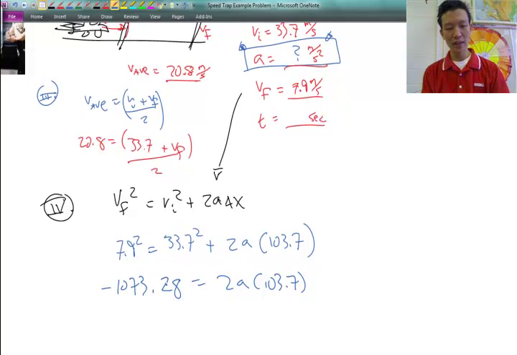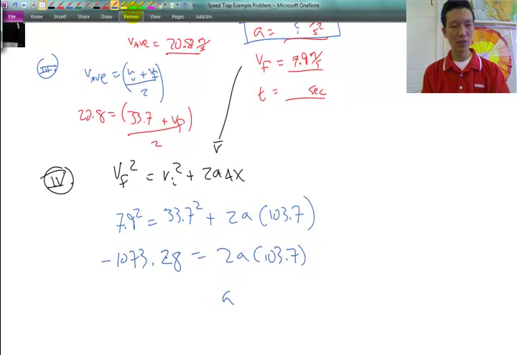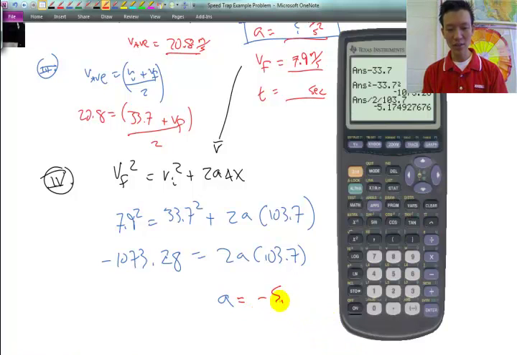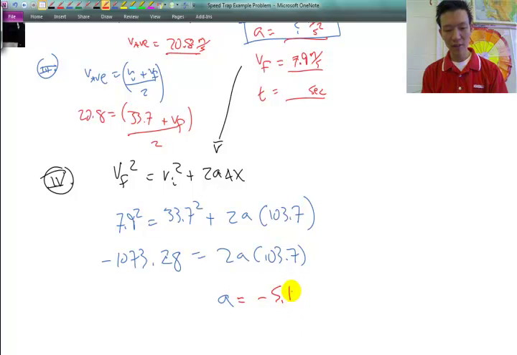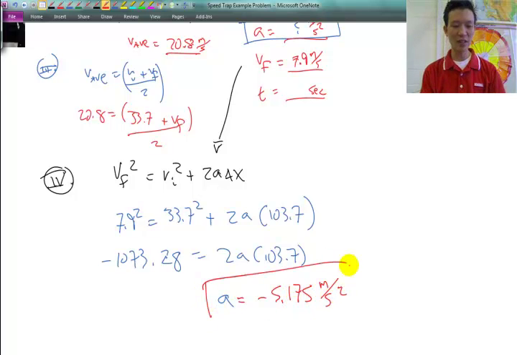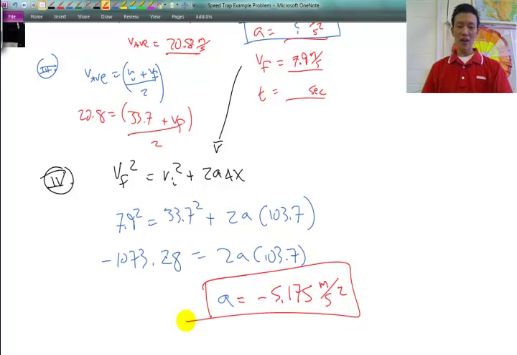Keep a couple decimals, okay? A equals, actually, let's put this in red. We got the final number. Yay! There we go. Negative 5.175 meters per second squared. Okay? And why is it negative? Because the car is what? The car is slowing down.